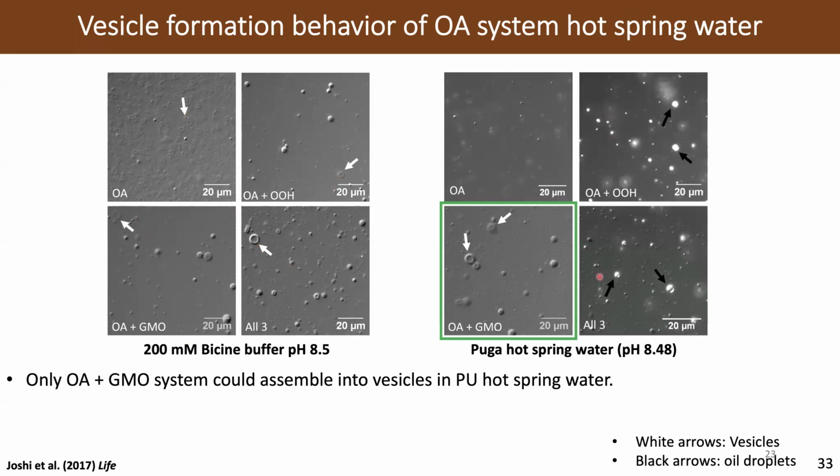But the second you move to hot spring samples, and here is an example of Puga hot spring, you suddenly see only the oleic acid and glyceride forming the ball-like structures, like in this case. And in the other three cases, you're forming some random things. I won't get into the chemical nature of these things, but these are not vesicles, and that is confirmed. There are many biophysical ways in which we can determine that.